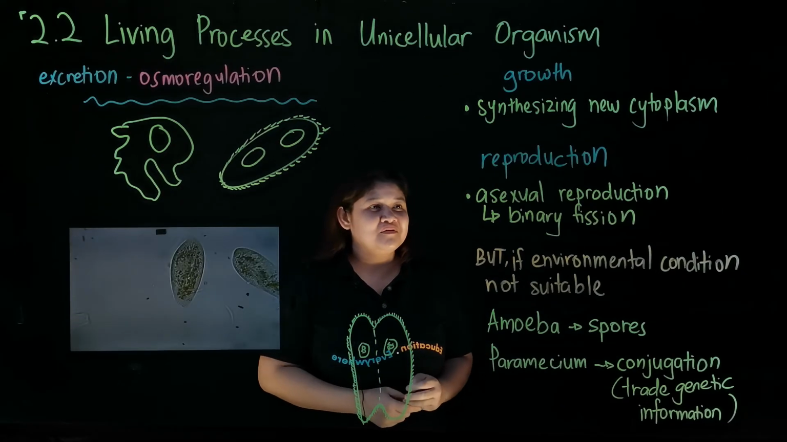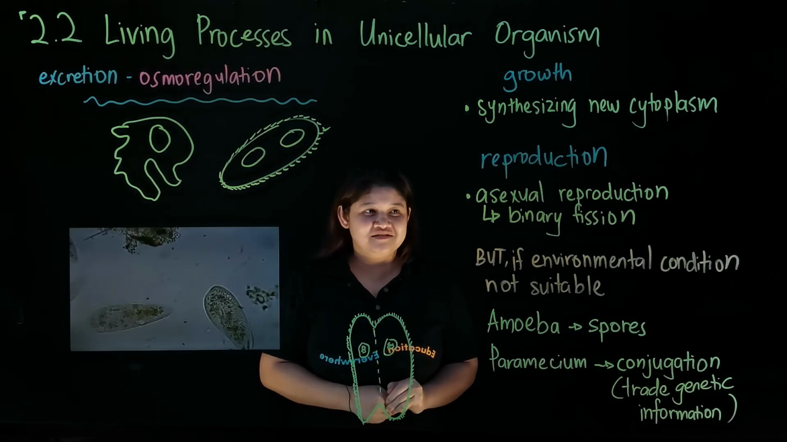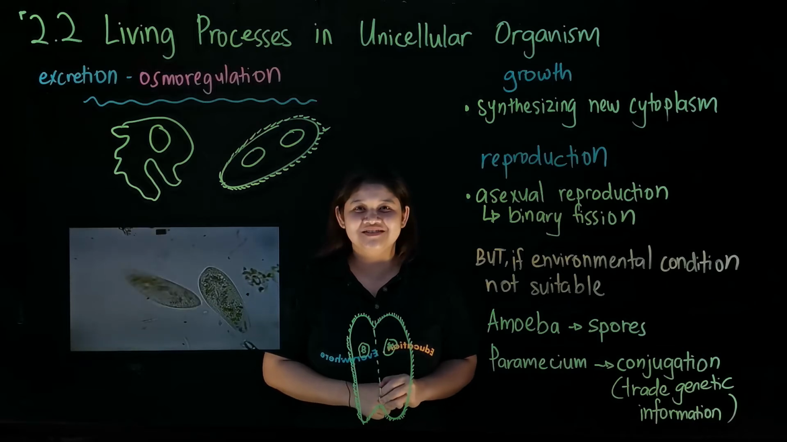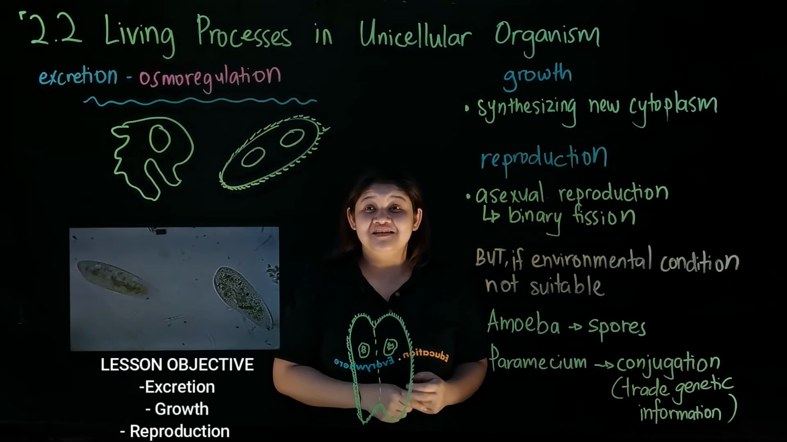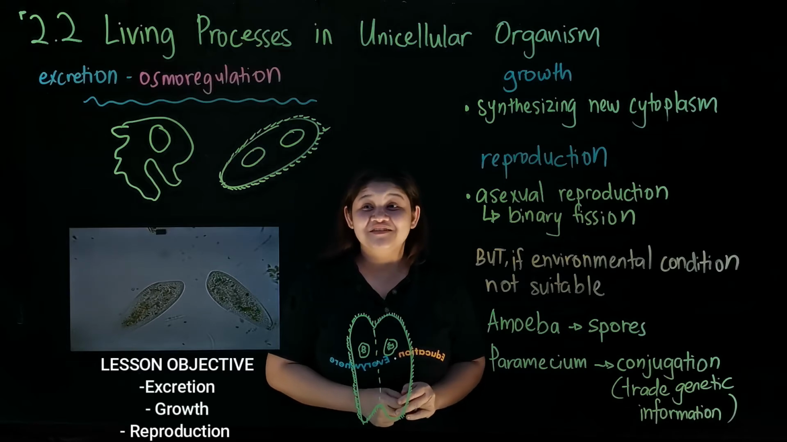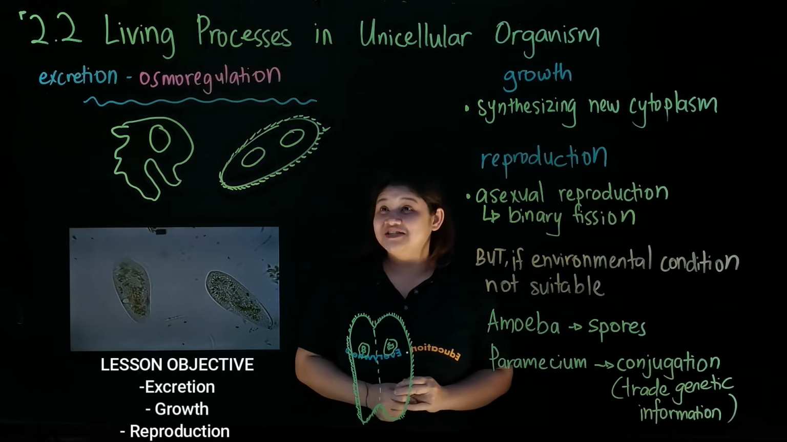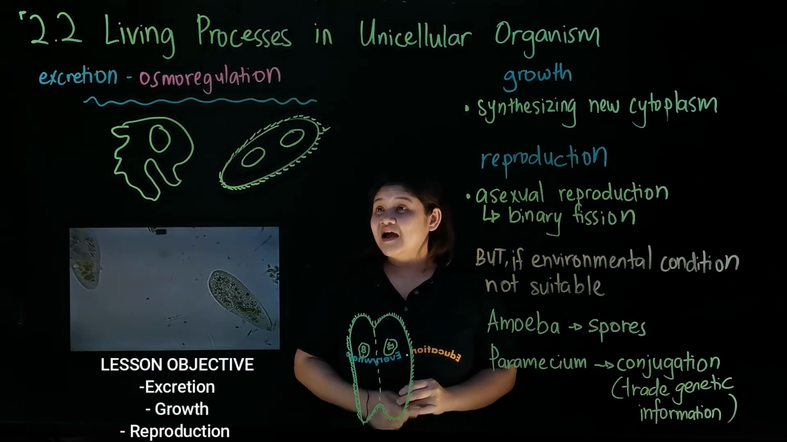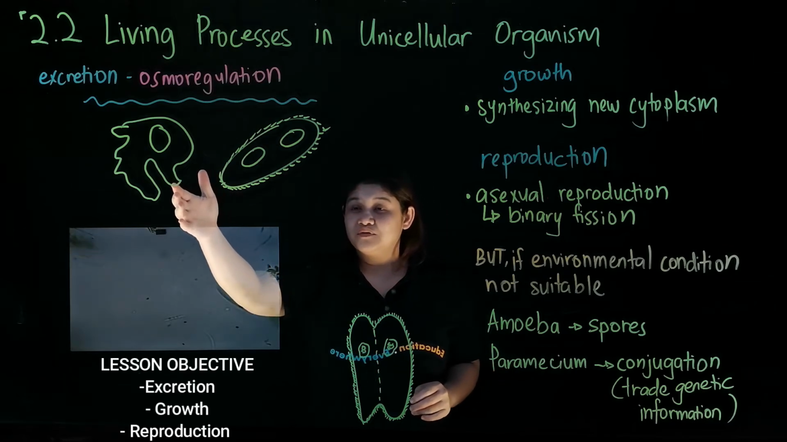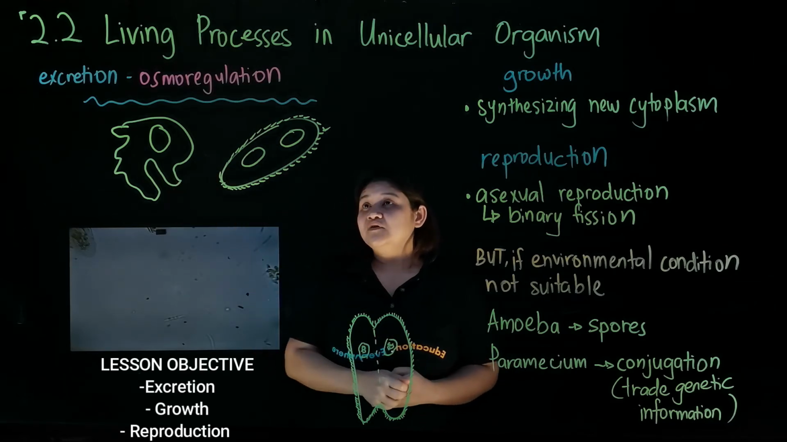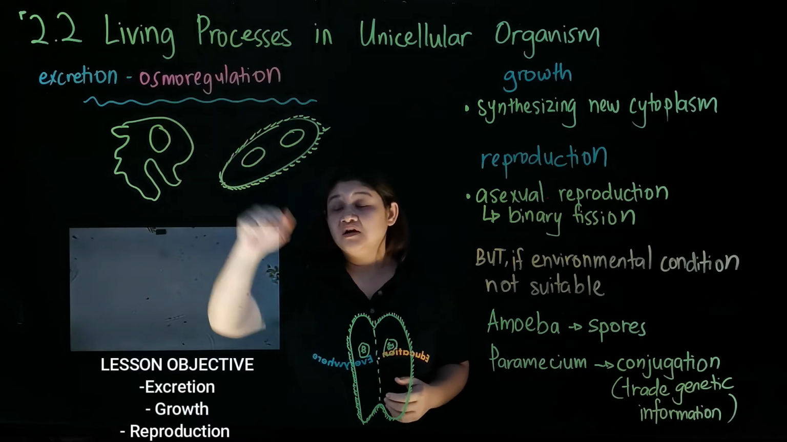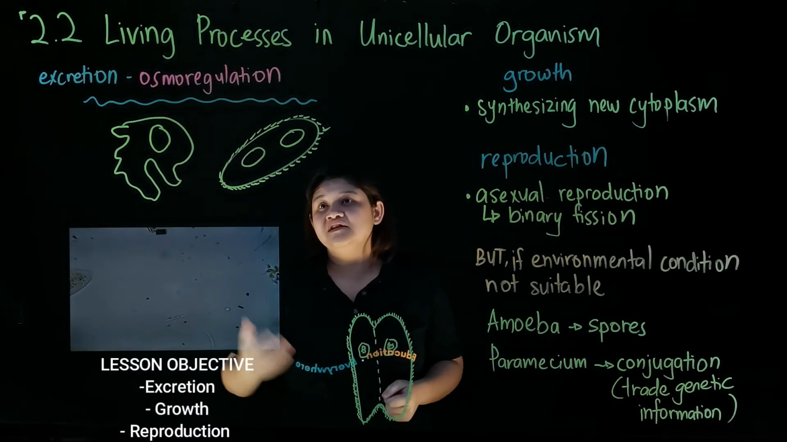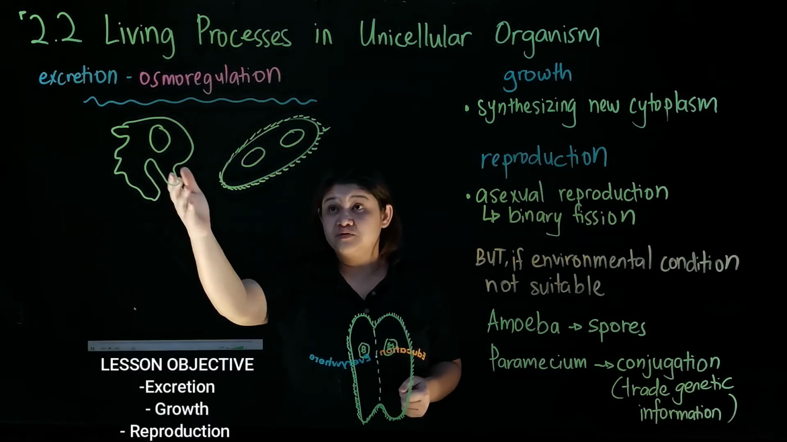So we've talked about nutrition. How do these two beautiful protozoans eat? All right. So after you eat, there must be something that you're going to excrete. When it comes to excretion in amoeba and also in paramecium, they use a concept that we call osmoregulation. Now bear in mind, these two organisms live in fresh water.